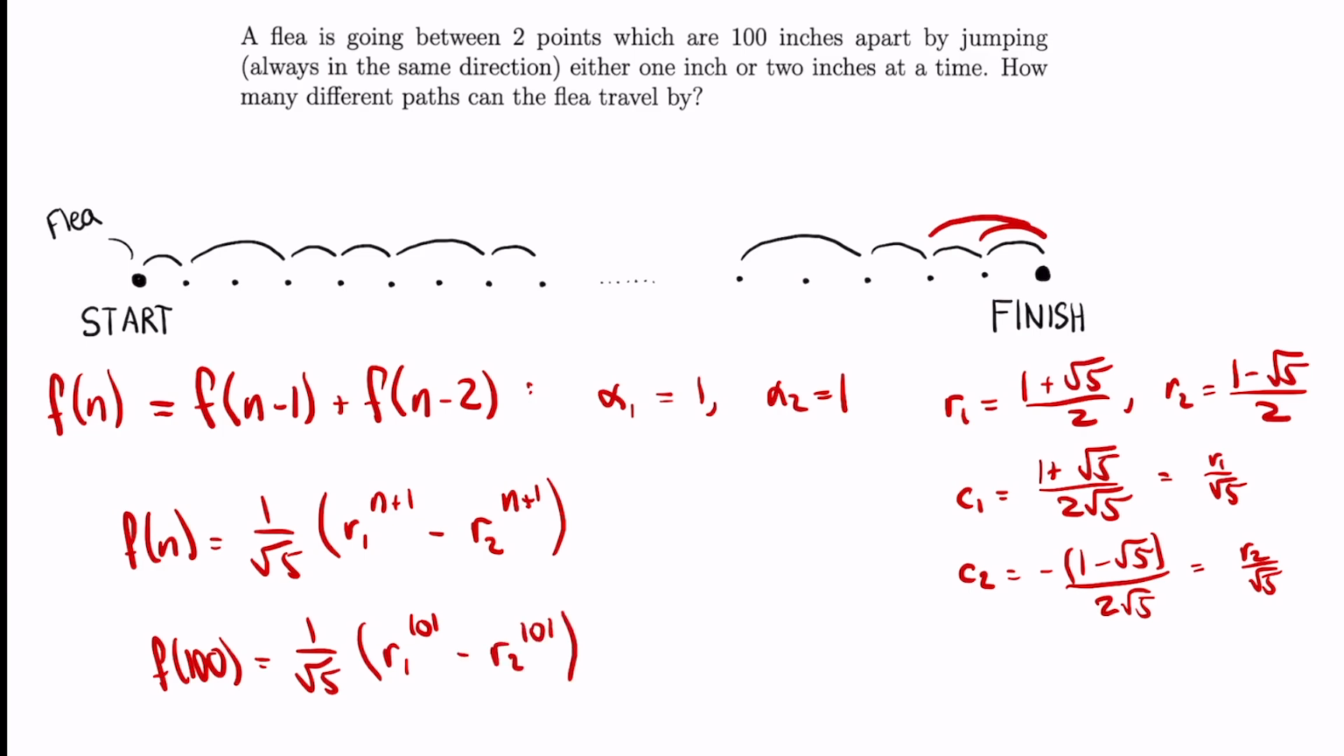Now, it turns out that plugging in 100 will give us a number with 21 digits, so we can't really write it down, but the answer is about 5.73 times 10 to the 20. We can see that the number of paths the flea can take grows exponentially, which is usually the case with recurrence relations. In any case, I hope you learned a little bit about recurrence relations and enjoyed solving the problem.